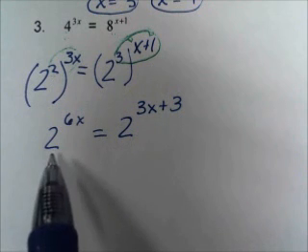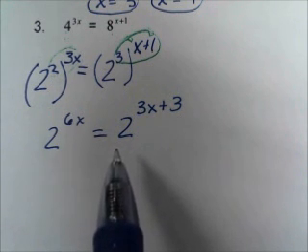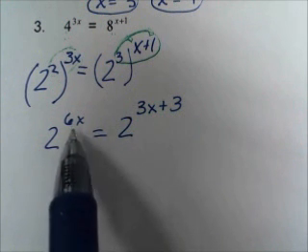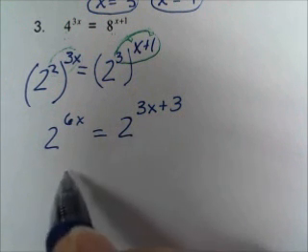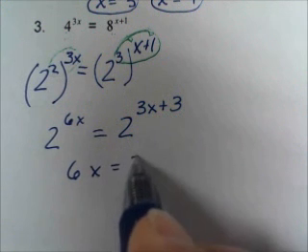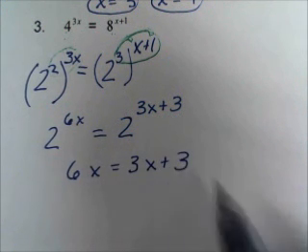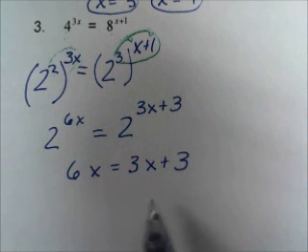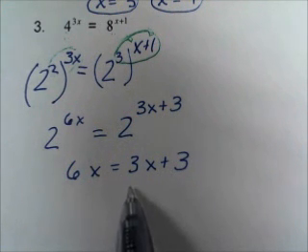So now both sides of our equation are powers of the same base, 2. So we equate the exponents. So 6x equals 3x plus 3. Solving this for x, this is nice, it's linear, it's not quadratic, so we just subtract 3x from both sides.